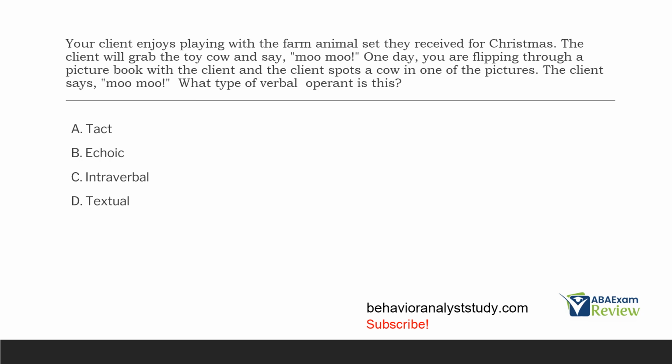Your client enjoys playing with the farm animal set they received for Christmas. The client will grab the toy cow and say moo moo. One day, you're flipping through a picture book with the client, and the client spots a cow in one of the pictures. The client says moo moo. What type of verbal operant is this?